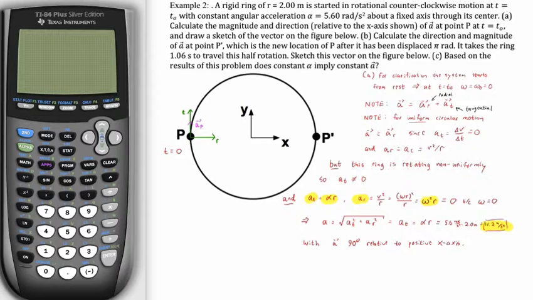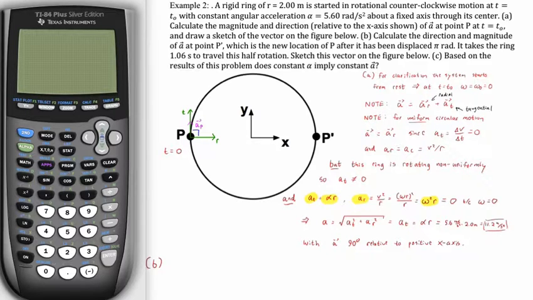So we get that at t equals 0, the total translational acceleration, which points entirely in the tangential direction, or the positive x direction, has a magnitude of 11.2 meters per second squared. And in here I say that the direction is 90 degrees relative to the positive x-axis. Basically, this angle right here is 90. Okay, so that is part A. Let's move on to part B.